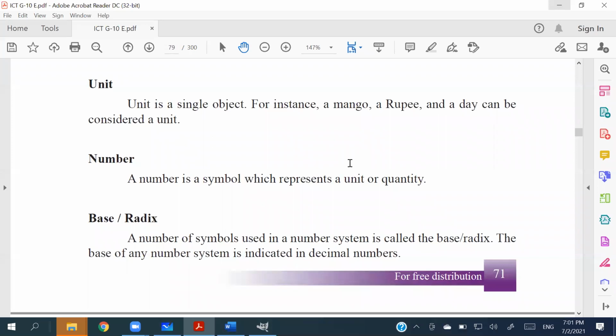So likewise, there will be units for the number systems as well, right? And when we arrange the units in a certain manner, we can form numbers, right? So it is used to represent a particular quantity.